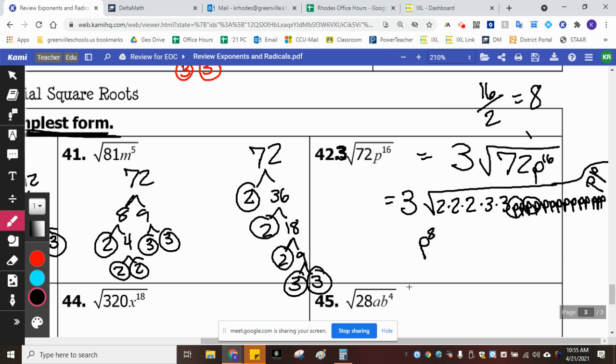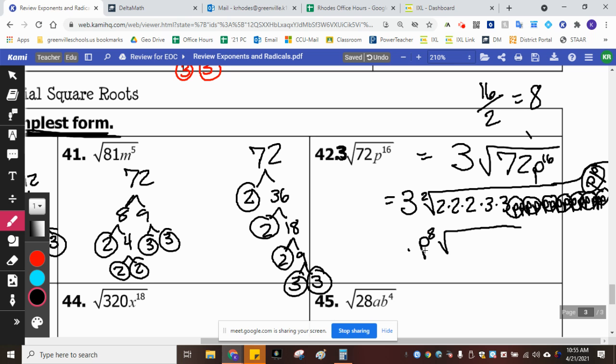P on the outside. So if you don't want to write down 16 P's, I don't blame you because I didn't want to do it. So just divide the exponent of your variable by 2, and that's how many will be on the outside. So I had 8 groups of P's, and 8 comes on the outside. We're grouping in 2s because this is a square root.